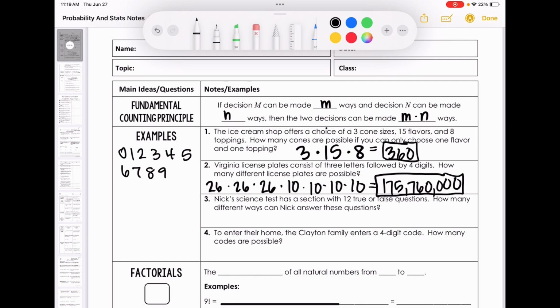All right, number 3, Nick's science class has a section with 12 true-false questions. How many different ways can he answer these questions? All right, so on the first question, there's 2 different options, true or false. The second question, there's 2 options, true or false. Third question, fourth question, fifth question, so on and so forth. All right, another way of writing that would be 2 to the 12th power, because there's 2 outcomes for all 12 questions. So I'm going to type that into my calculator, and it's going to give me 4,096.